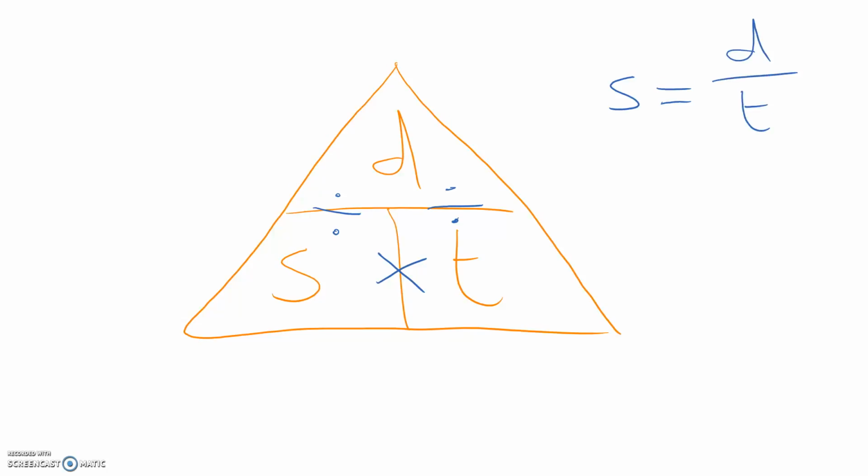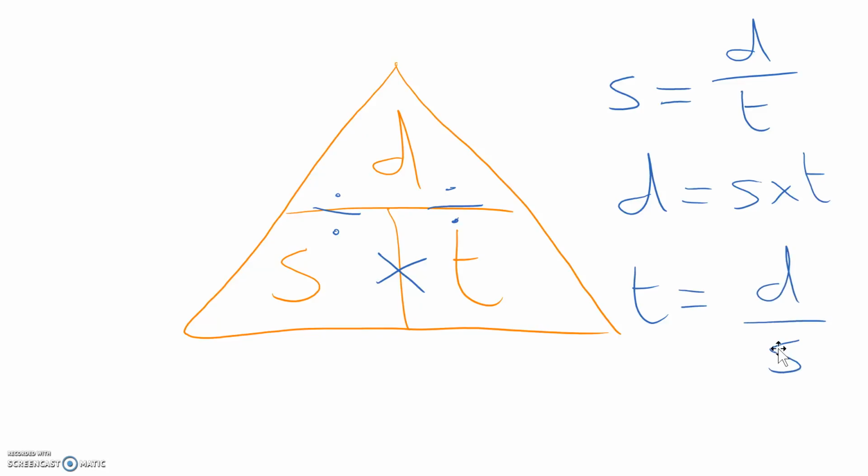Or if we want to find distance, we cover up the distance, and we're left with speed times time. Or if we want to find time, we cover up the time, and we're left with distance divided by speed. If you prefer to use that triangle method, remember you need to learn what goes into the triangle, or be able to work out what goes where.